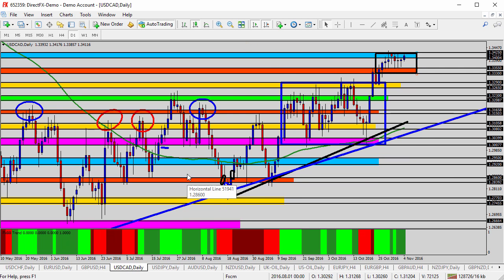Moving over to the USDCAD. Now this one could be even more volatile because we have Canadian employment data and unemployment rate at the very same time as the U.S. data. So this may be a good pair to wait and see if you're looking to trade it.